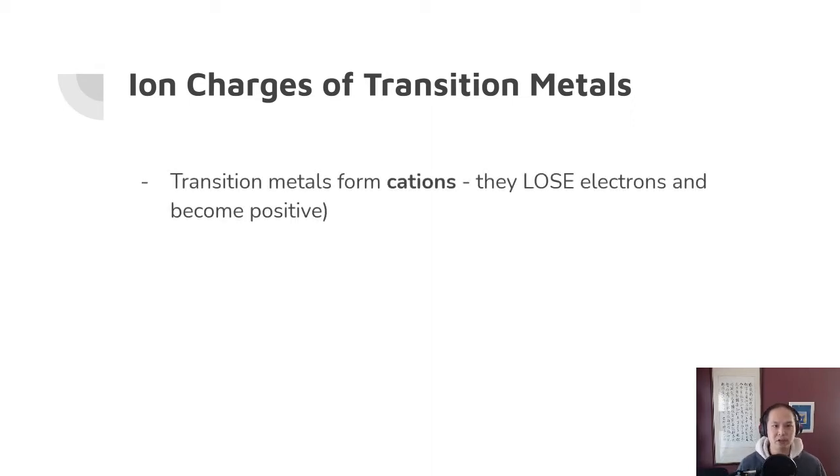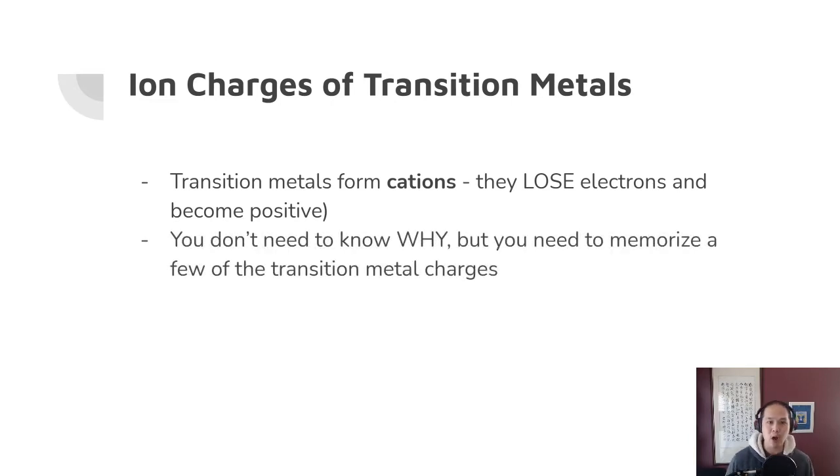Transition metals, like all those blue metals that we saw on that periodic table, form cations just like the other metals. They're going to lose electrons and become positive. They're all metals. Now, you don't need to know why, but you're going to need to memorize a few of the transition metal charges, and I'll show you why it works. I think I did it the other day, but I'll show you why it works right now.